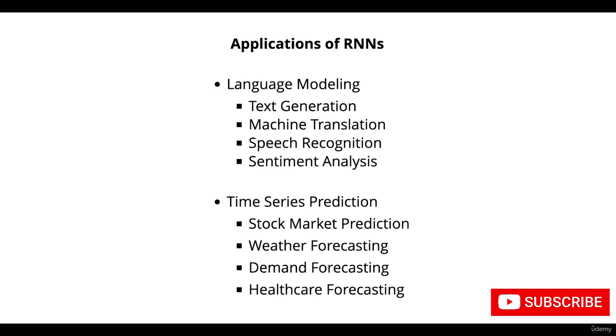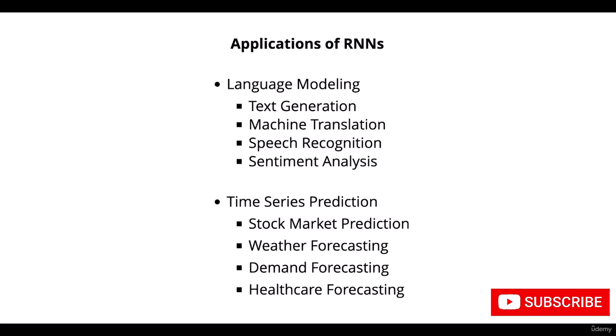Next one is machine translation. RNNs are used in machine translation systems to model the relationship between words in different languages and generate accurate translations. Next one is speech recognition. RNNs can model the temporal dependencies in speech data and convert spoken language into text, enabling applications like voice search and speech-to-text transcription. Sentiment analysis. RNNs can analyze the sentiment of the text data by modeling the context and relationship between words in a sentence, enabling applications like sentiment analysis in social media and customer feedback analysis.